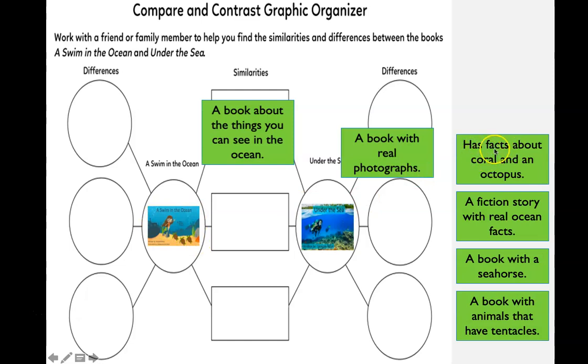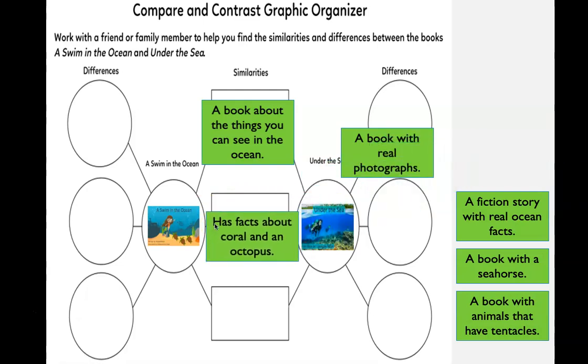Let's try this one. Has facts about coral and an octopus. Which book? Or did they both have facts about a coral and an octopus? You're right. Same! They both had facts about coral and an octopus. What about this one? A fiction story with real ocean facts. A fiction story. Fiction means fake. Fake story, but with real ocean facts. Yeah, you know which one that is. A Swim in the Ocean.